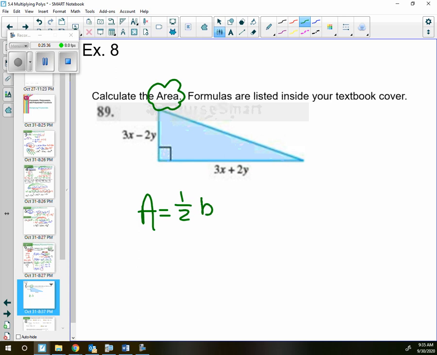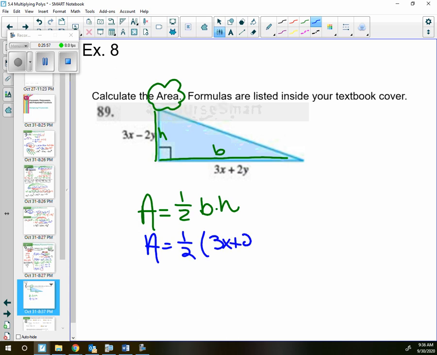1/2 base times height. All right, so base and height are the two dimensions of that triangle. In this case, it's a right triangle. So we have our height here, and then we have our base here, the way it's drawn anyway. So 1/2 base times height. So when I take a look at writing this formula then, I'm going to do 1/2, and I'm going to multiply my base expression, 3x plus 2y, times my height, which is 3x minus 2y.